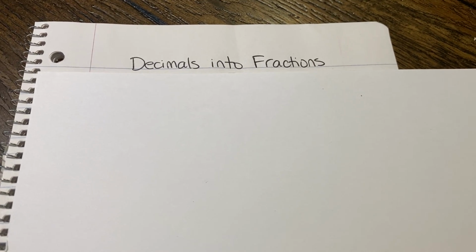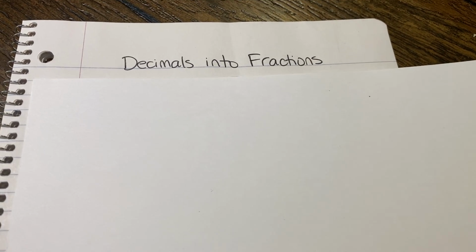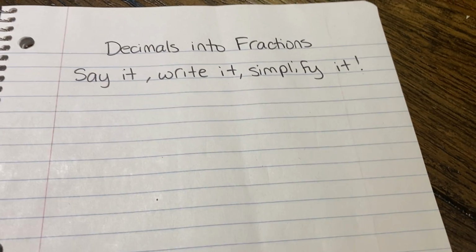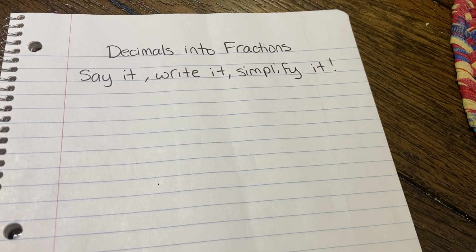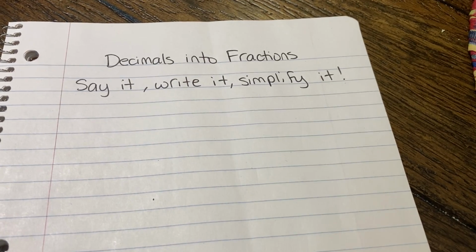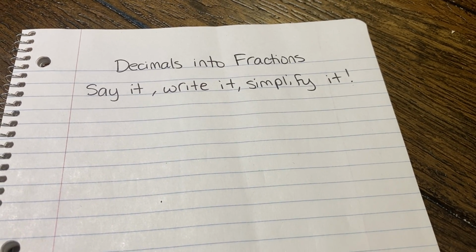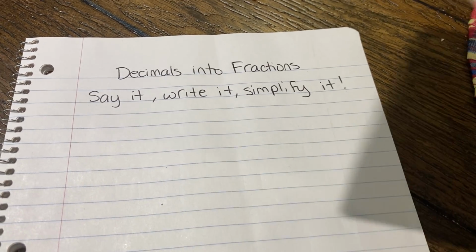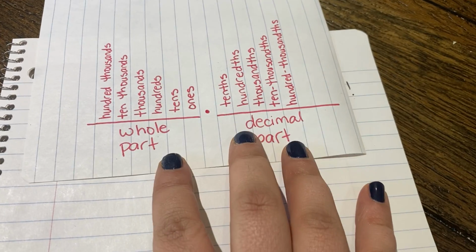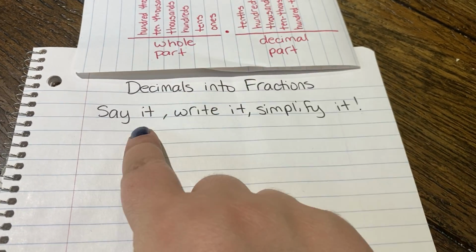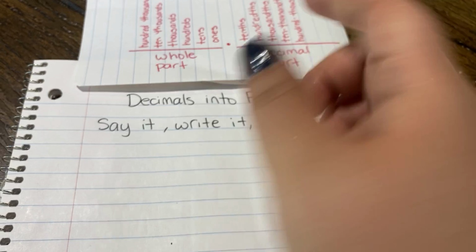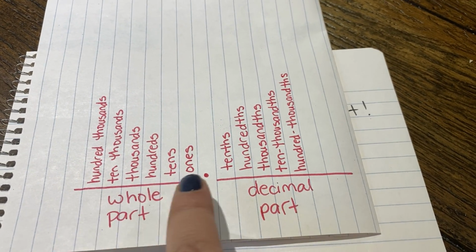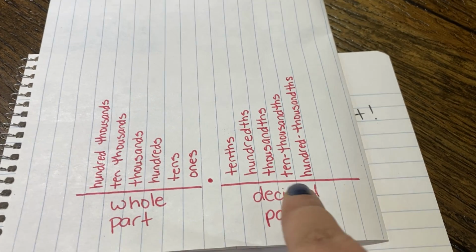So here we go. To change a decimal into a fraction, we need to do three things. We need to say it, write it, and then simplify it. The first thing we need to look at, and if you have the packet you should have gotten on Monday from school, this is actually in your packet, is the place values. In order to say it and write it, you have to know what the place values are in the decimals. You can see here, these are our whole numbers, the whole part, and this is the decimal part.